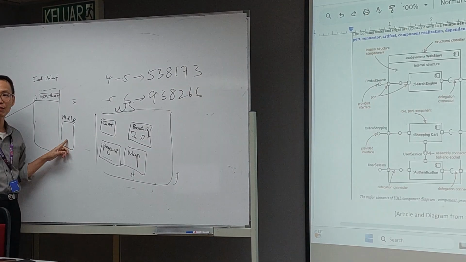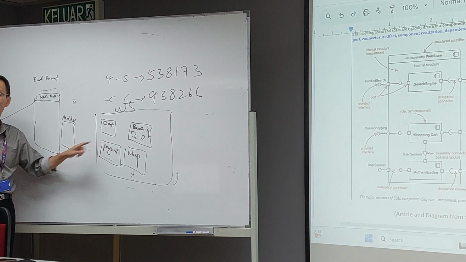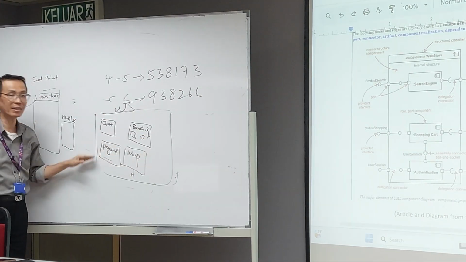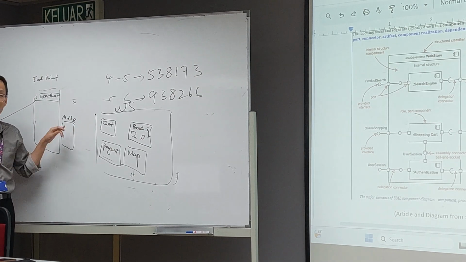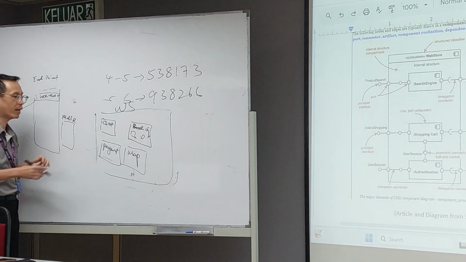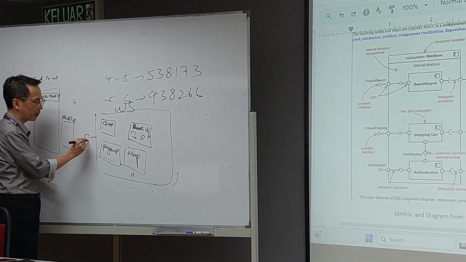Mobile. I install this app. Then how does the mobile app connect to this component? This whole WS is a component. Okay, then we should provide something for it to connect to the mobile. Am I right? So in this case, they should provide something like this.